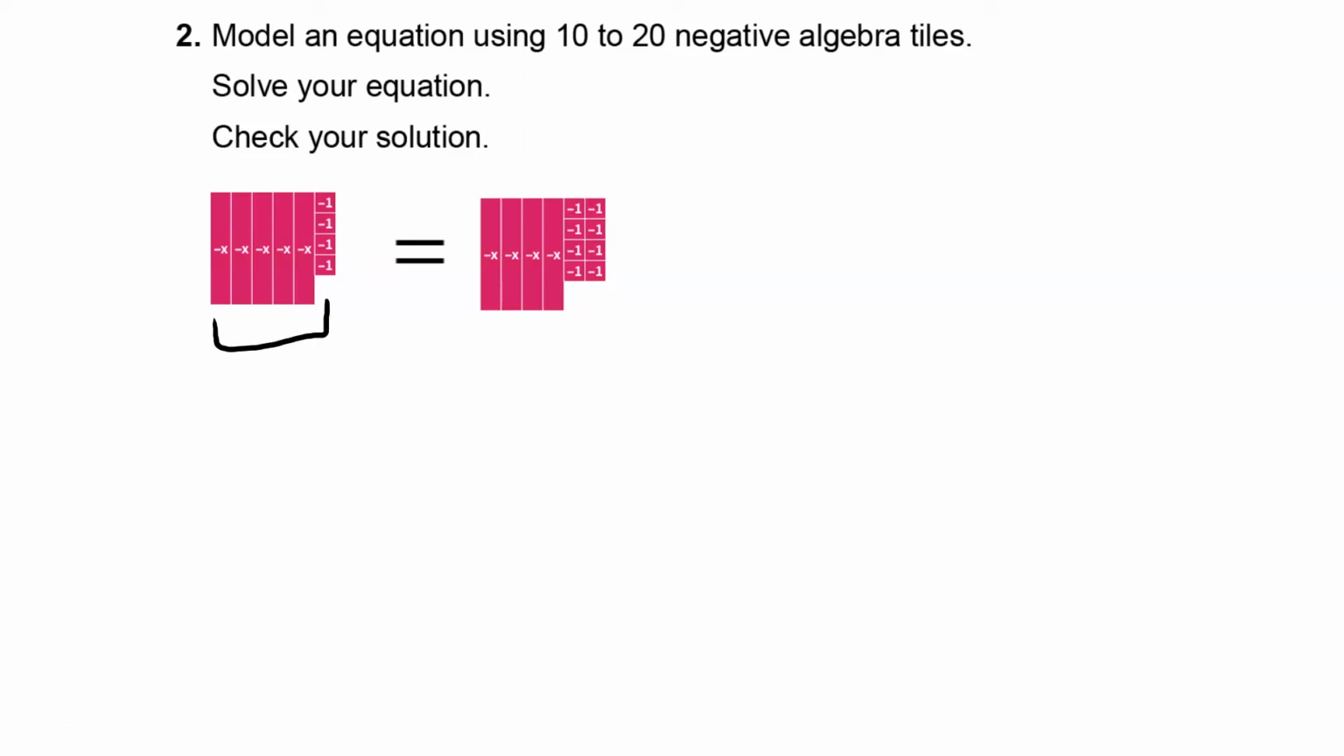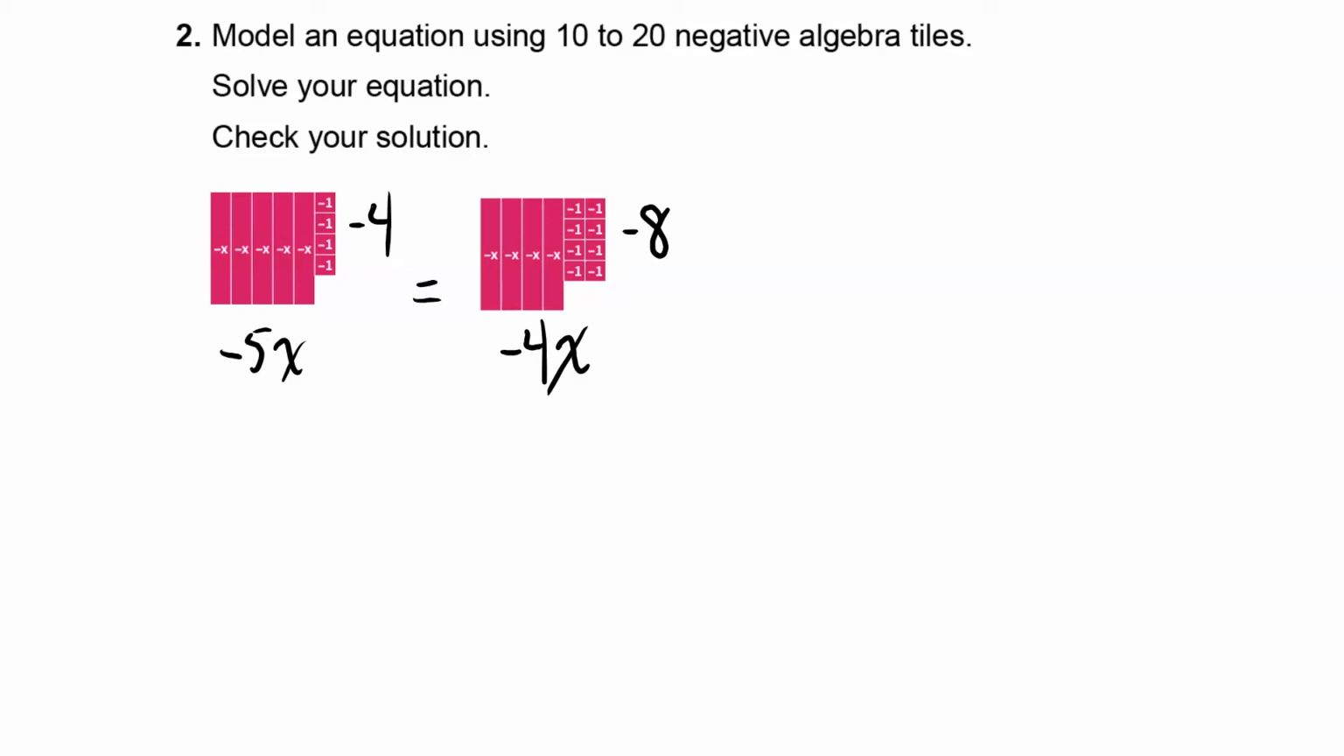So we can see here we've got negative 5x's, or 5 negative x's. So we've got negative 5x. And then here we've got 4 negative 1's, which is negative 4. Here we've got 4 negative x's, so that's negative 4x. And here we've got 8 negative 1's, which gives us negative 8.